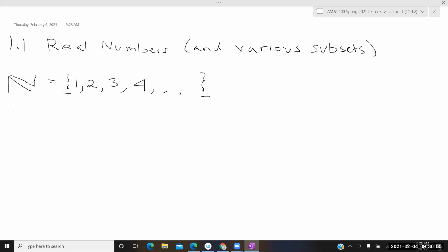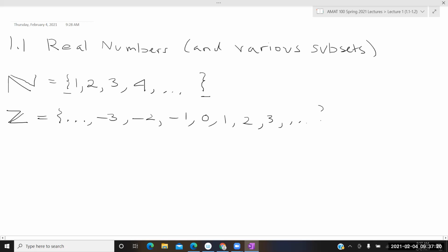And then we also have integers, which are essentially an extension of the naturals. This consists of the natural numbers, 0, and the negatives of the natural numbers. So we have -3, -2, -1, 0, 1, 2, 3, etc. And the ellipses indicate that this sequence just keeps going on.